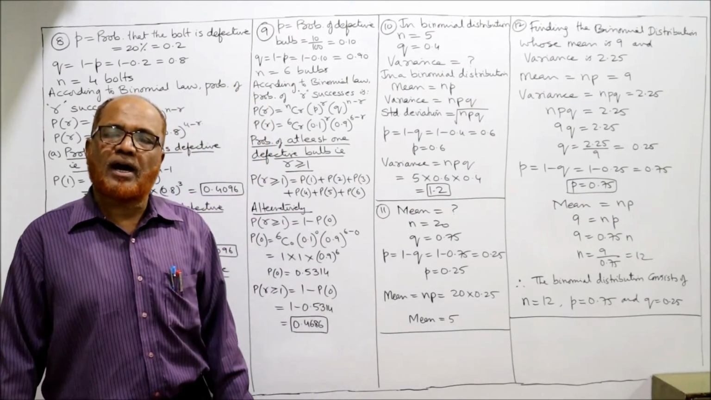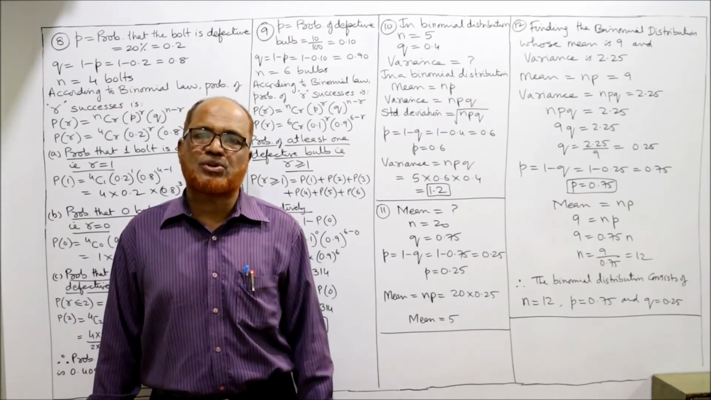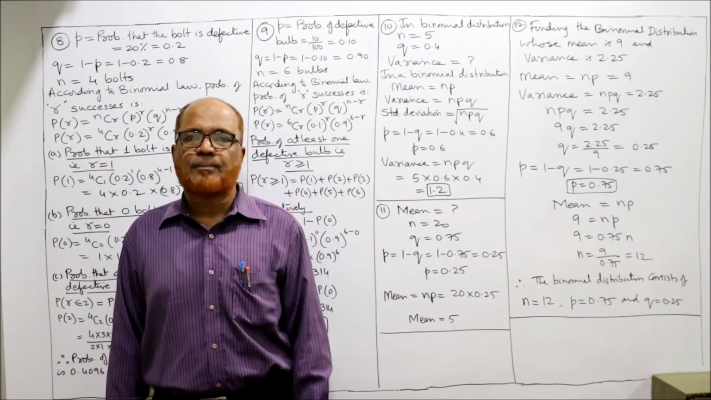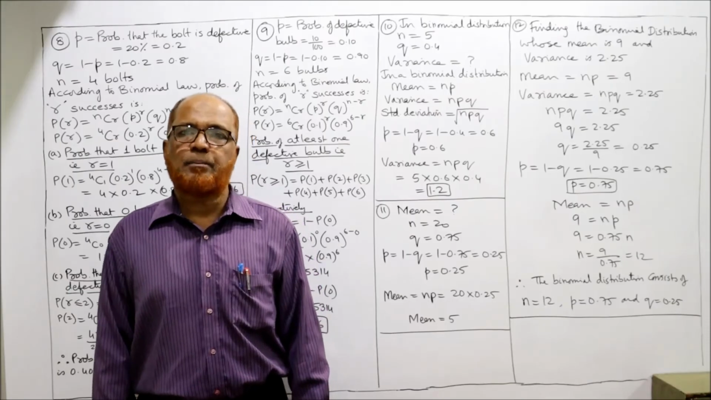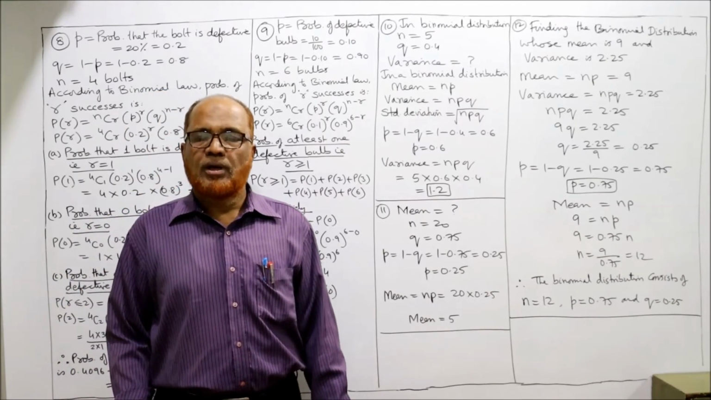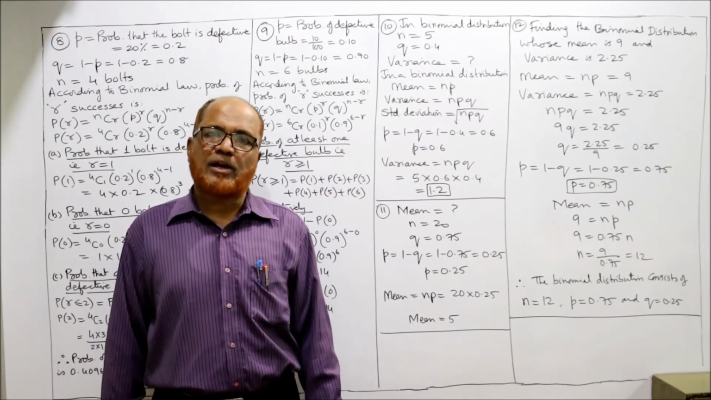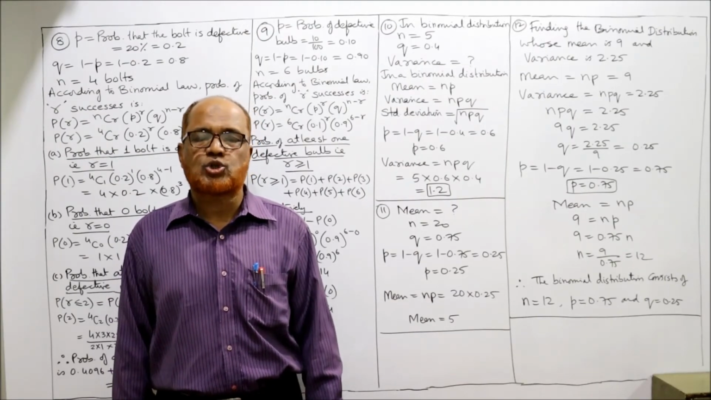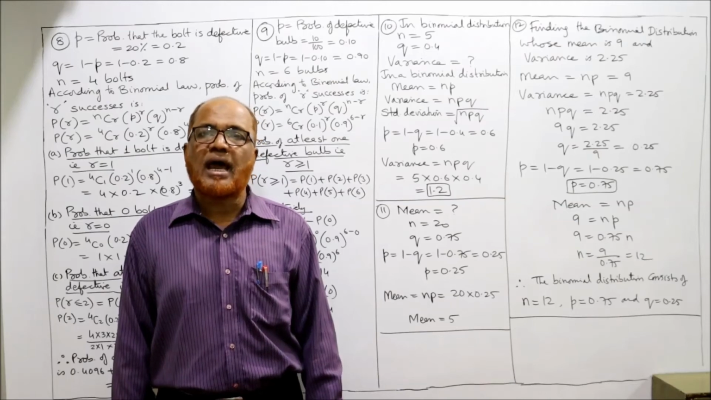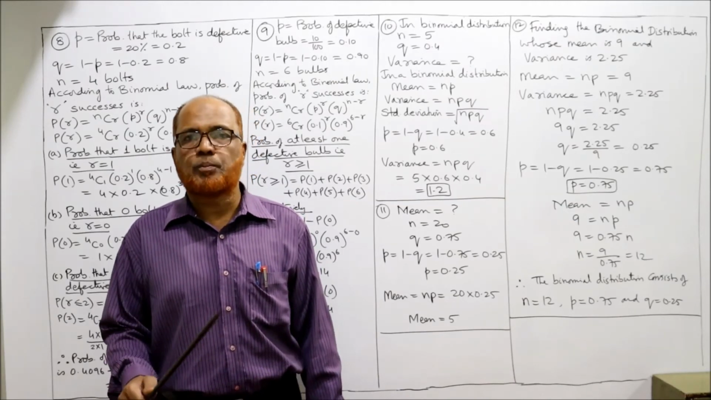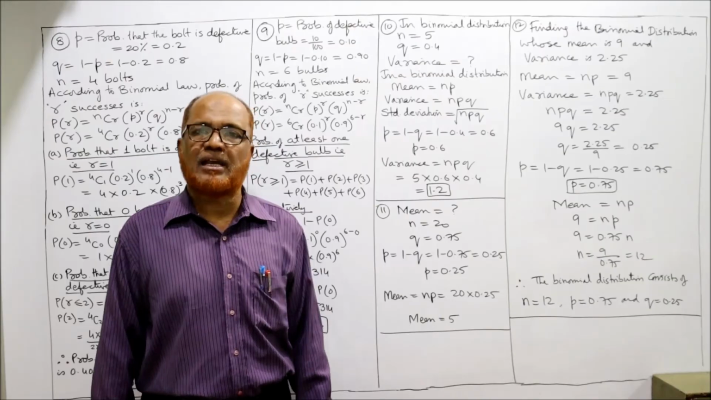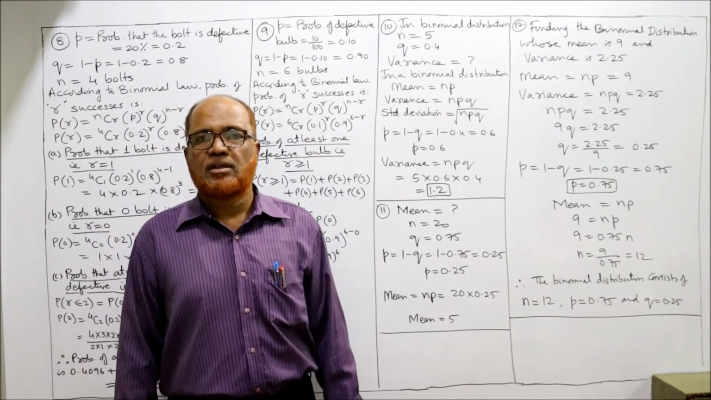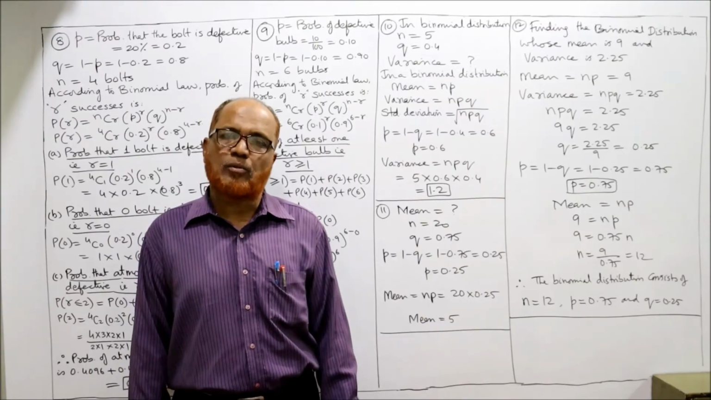In the theory video, I explained the characteristic features of binomial distribution. In binomial distribution, the main parameters are n and p. The mean according to binomial distribution is np. n into p will give you the mean of the distribution. And variance is equal to npq, n into p into q. This will give you variance. And standard deviation is the square root of npq. These are the formulas in binomial distribution.